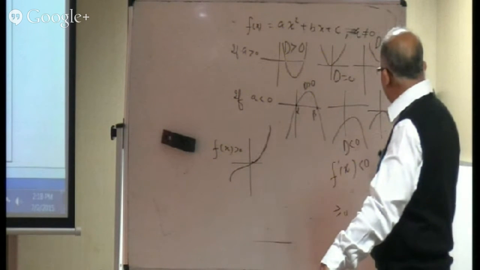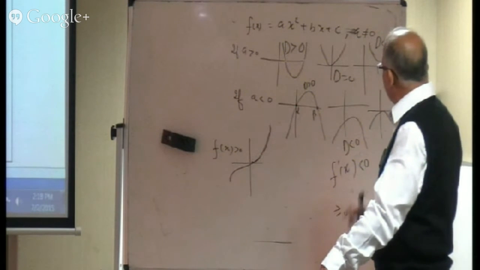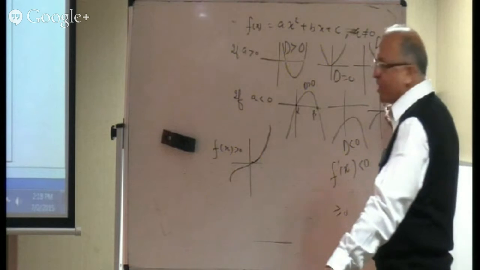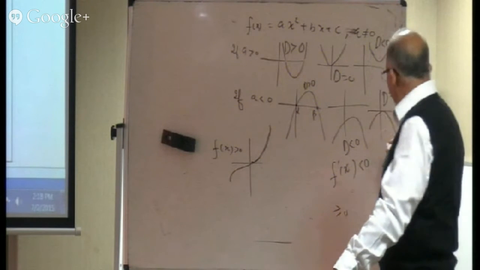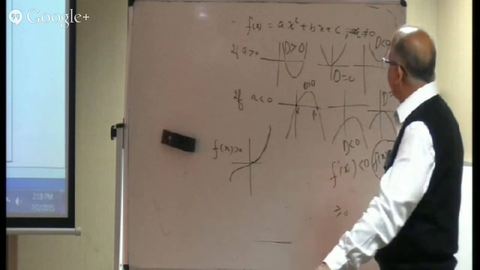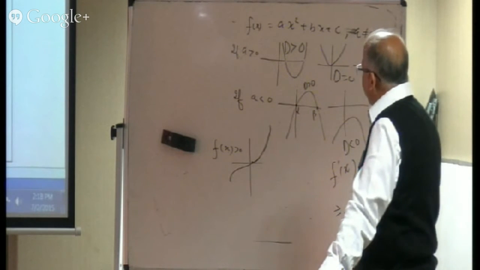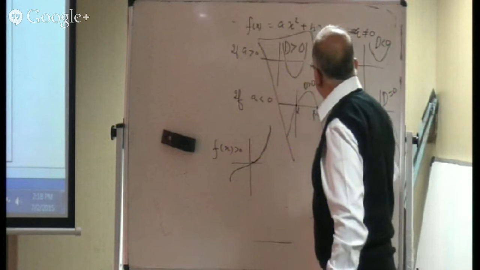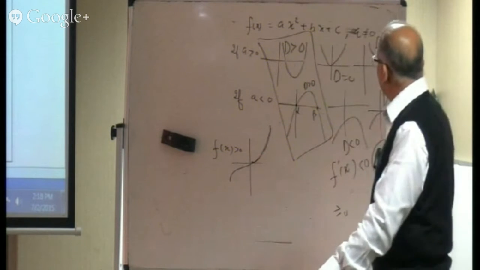What happens in this case? This is a simple case. D equal to 0 means touching here. So the curve will always satisfy f(x) is less than or equal to 0. One thing you should note down: if you leave these two cases when d is greater than 0, what happens in the other cases?